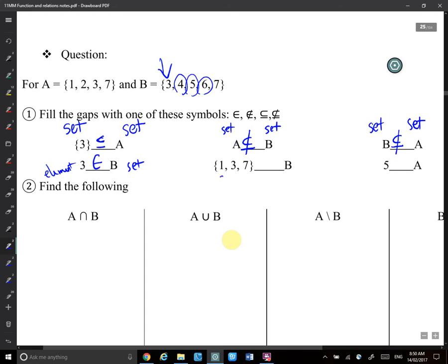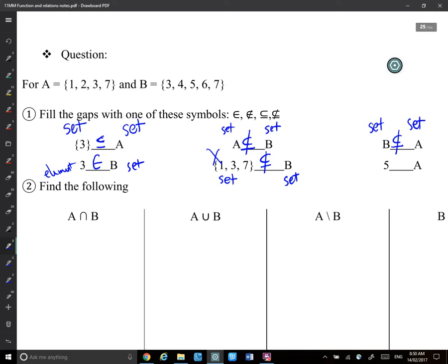1, 3, 7 is a set with curly bracket, and B is a set. So 1, 3, 7. 1 is not in set B. 3 is in set B, 7 is in set B, but 1 is not in, so it's not a subset of B. So we use not contained.